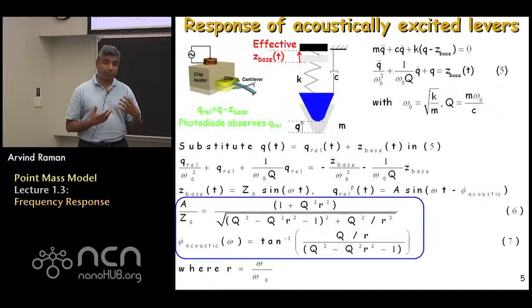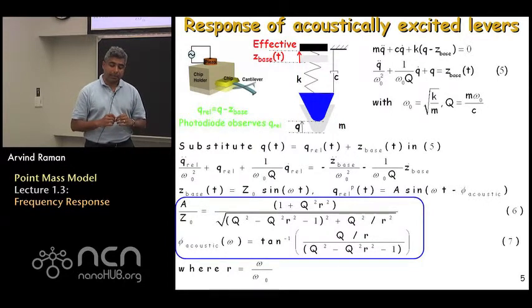relative, not the Q absolute. So we measure the relative motion of the tip relative to the base. And so we make a substitution of Q equals Q rel plus Z base, where Z base is the effective base motion. And we put this into equation 5, and we derive a new equation for Q rel, because really it's Q rel that we observe from the photodiode.